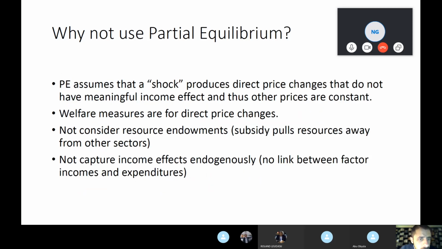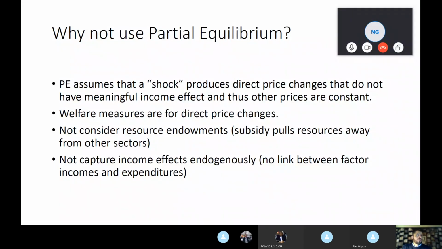Why not use partial equilibrium models? Because the main problem of partial equilibrium models is that they assume that a shock will produce a direct price change but do not have an income effect through the indirect effect on other variables. So again, if we take the example of subsidies, if we remove subsidies, prices will increase, but we do not really look at the other dimensions of the shock.